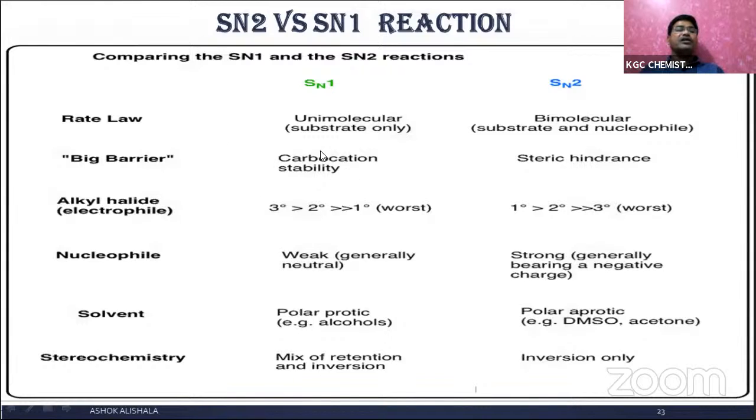SN2. Rate law: unimolecular, bimolecular. The big barrier: carbocation stability, and steric hindrance. Alkyl halides, 3 degree followed by 2 degree and 1 degree, follow the SN1 reaction, whereas in SN2, 1 degree is more favored and tertiary never follows the SN2 reaction. And depending on the condition, the secondary alkyl halide may undergo SN1 as well as SN2, depending on the solvents used.